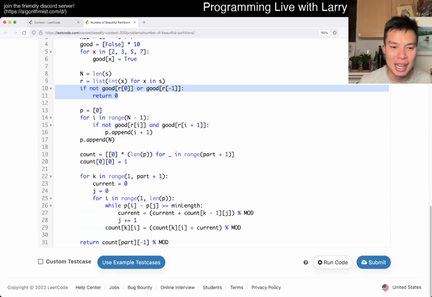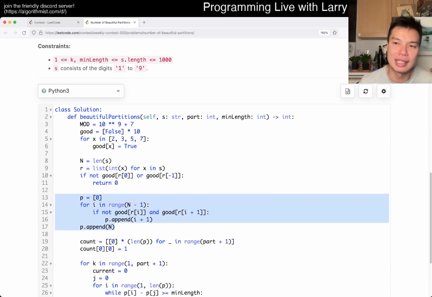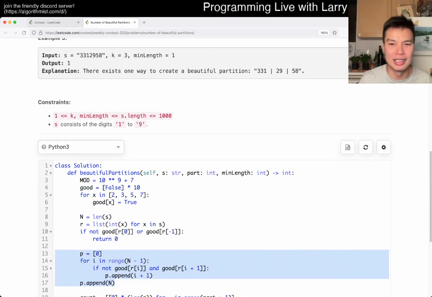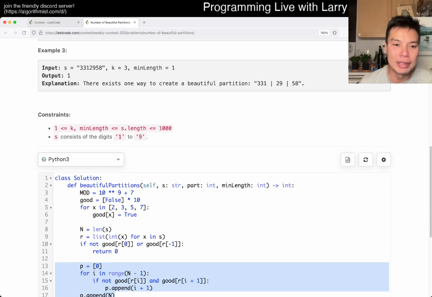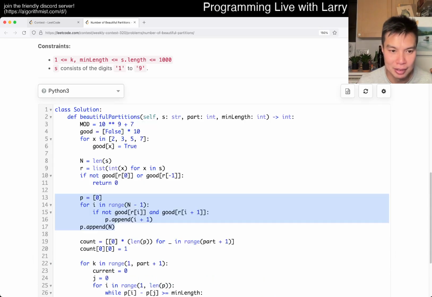Because if not, we can skip all the work. And then here, the thing that I noticed, and I don't know that this is a needed optimization, but I did it. Basically the idea is that if you create a partition, by definition, let's just say we have this one, right?